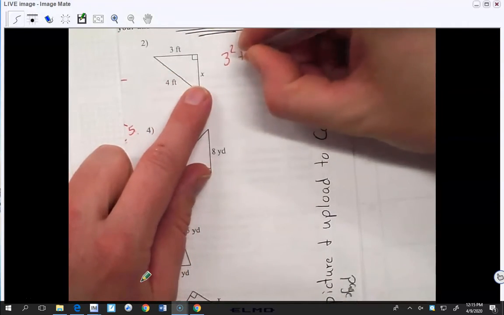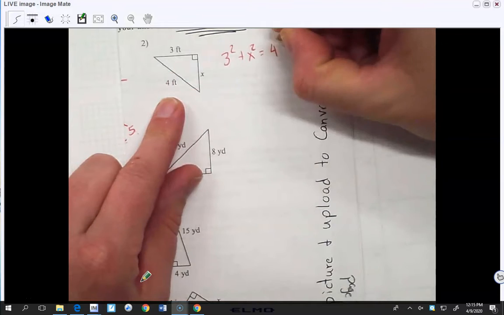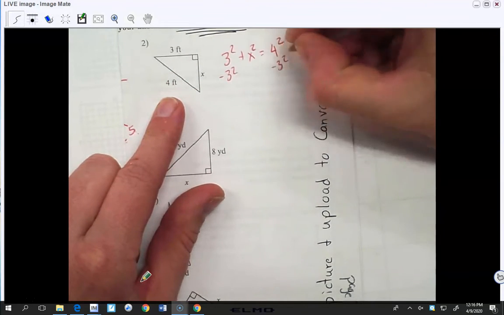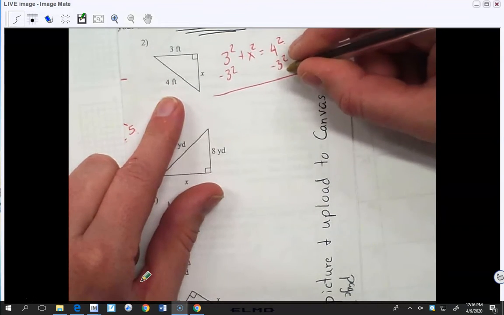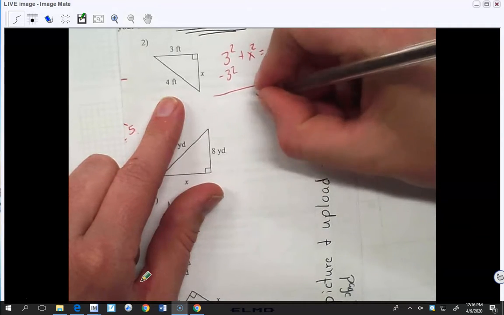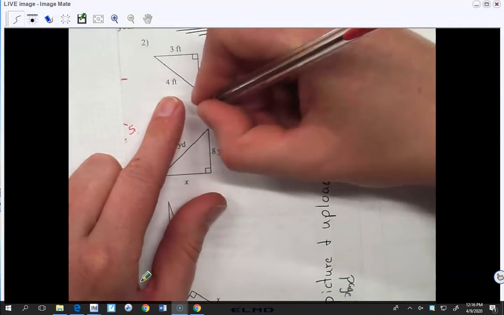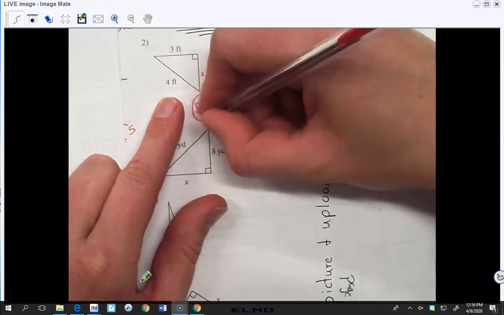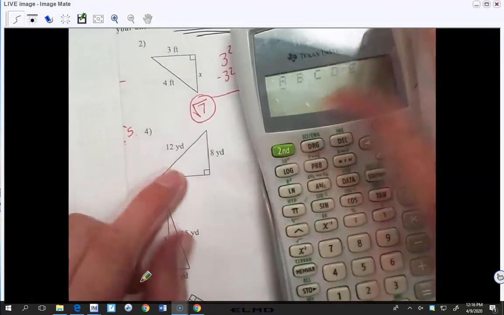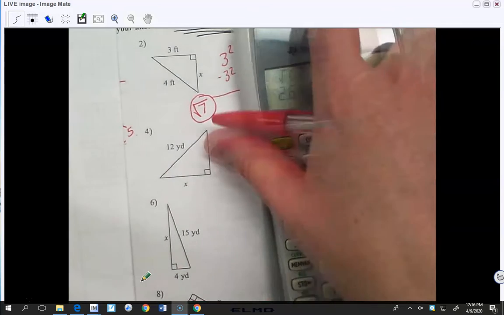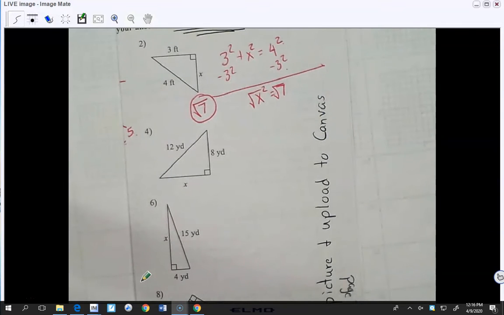3 squared plus x squared equals 4 squared. We're going to go ahead and subtract the 3 squared from both sides. 4 times 4 is 16. 3 times 3 is 9. 16 minus 9 is 7. Square root of 7. Now in Digits, you type it in and you'd be like, hey, some random decimal. Here we are going to leave the answer as a radical. We do not want to make it into another one.